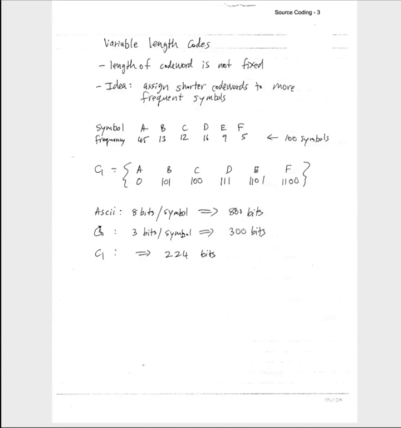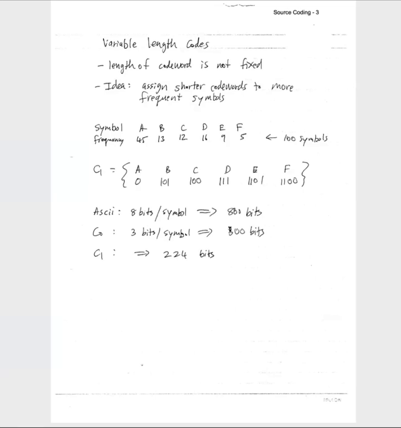And let's look at this: if I represented this file in ASCII, 8 bits per symbol, I would need 800 bits. And with 3 bits per symbol, I would need 300 bits, because there's 100 symbols here. With C1, I only need 224 bits. And these are all lossless source codes. What we just discovered was that unique decodability is important. Given a bit stream of a variable length source code, it needs to be uniquely decodable. If you have multiple things it can decode to, all bets are off. You don't know which one was sent.